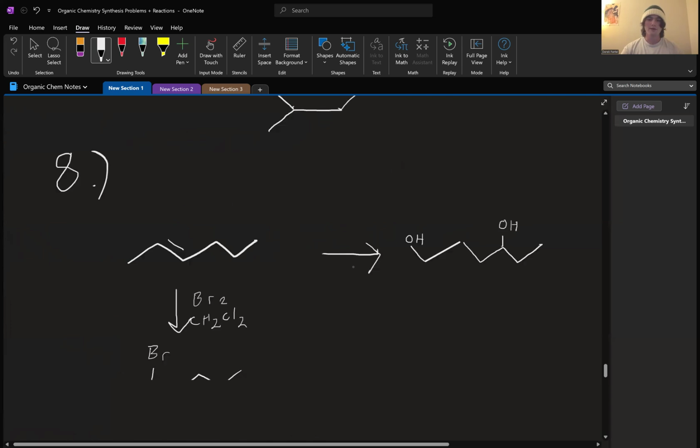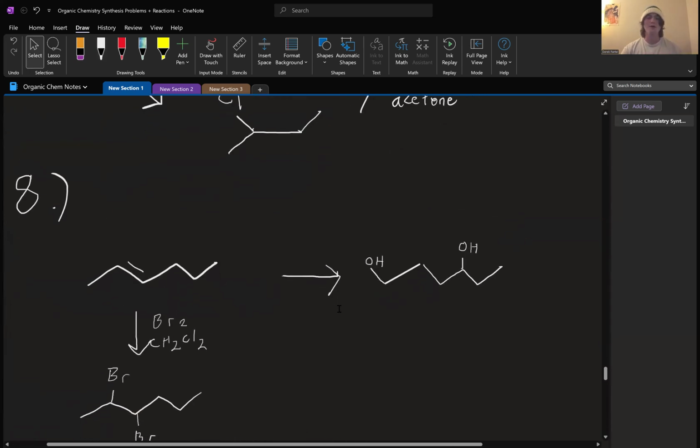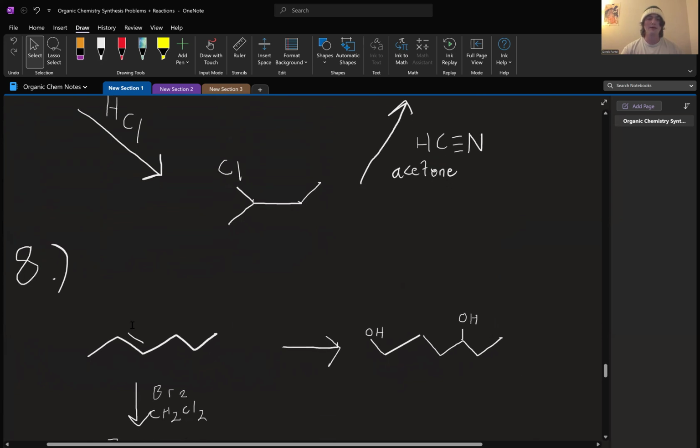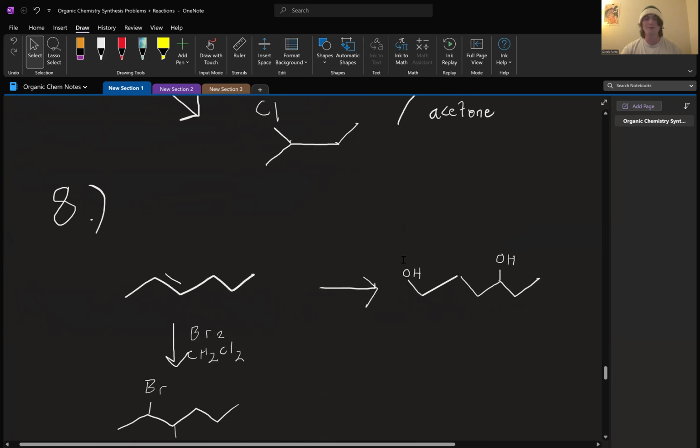Okay, number 8. Number 8 is going to require a little bit more from you. It's going to require a halogenation to get two halogens here, and then double eliminations, and then double hydroboration oxidations, which we'll see here in a second. Because this hydroxyl group is on a terminal carbon, I can assume that this one probably will be as well.